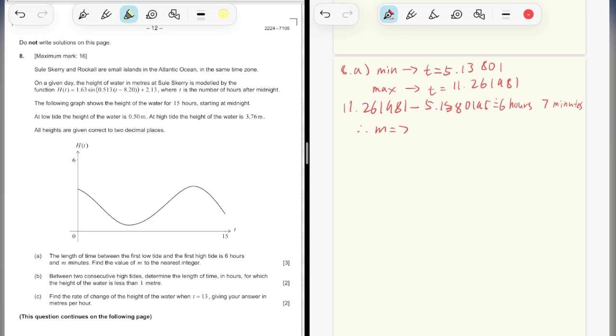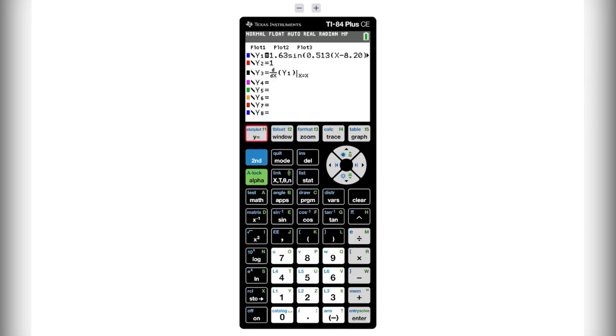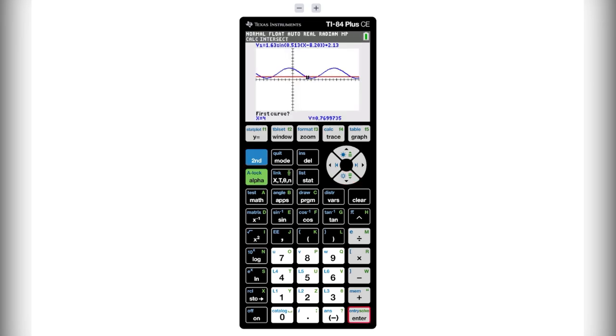Then moving on to part B, we would want to determine the length of time when the height of the water is less than 1 meter. Go to y equals and add y equals 1. Then we could look at the intersection. So for that, we will go to calculate again and then choose intersect. And we get that x equals 3.56919975.